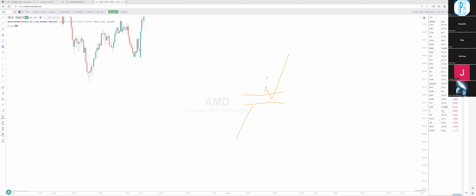If you really want to be deadly with it, this is where flow comes in. A stock gaps up and then it comes back into this bull gap. What do you think I'm seeing on flow in this area to take calls again? What do you think I'm seeing?